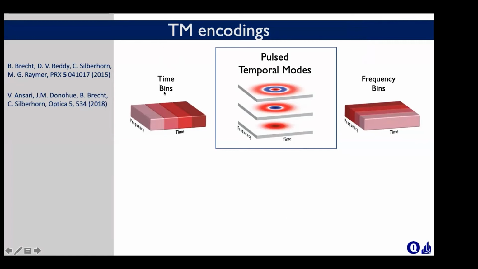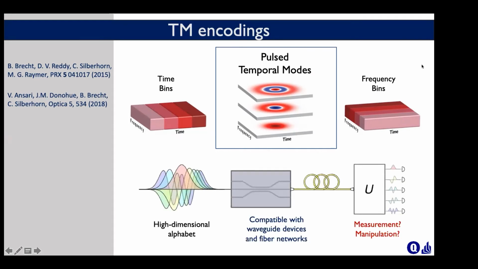We had already introduced one time bin encoding. So we have different timestamps, and to these timestamps we can just assign different numbers, and this is one encoding. We can do the same thing in frequency. There we don't care about timing, and here you don't care about frequency. Different frequencies have a different encoding. Now, these pulsed temporal modes are something in between.